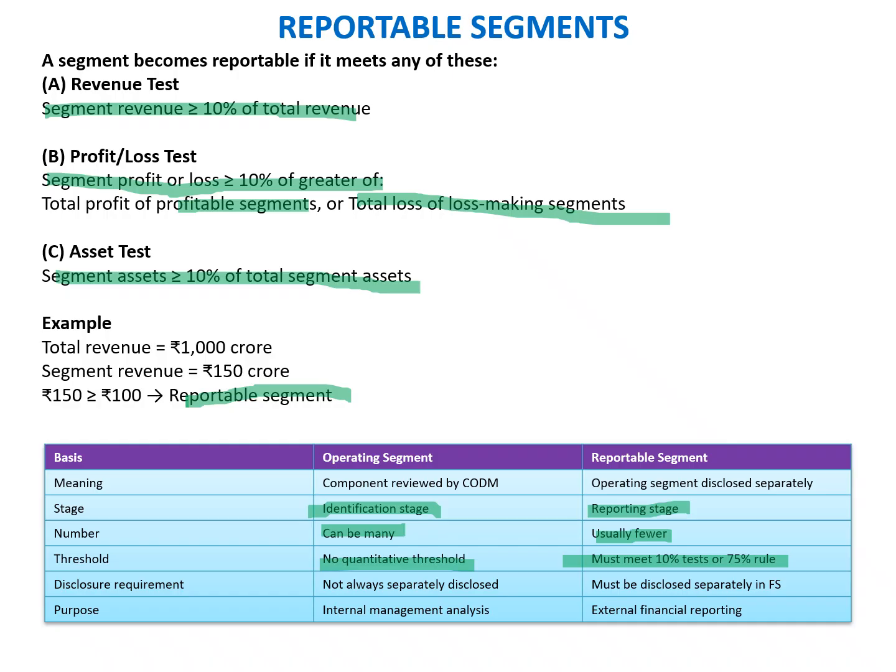As for disclosure requirement, an operating segment is not always disclosed, but it must be disclosed if it breaches the threshold. If it is a reportable segment, it has to be disclosed, because it has exceeded the limit prescribed by the standard. Operating segments serve purposes of internal management analysis, and reportable segments are largely for the external financial report. This makes it very clear what the difference is. Identifying the operating segment is prima facie the most important thing the entity has to do, and then they have to calculate the threshold and carve out the reportable segments from those operating segments.